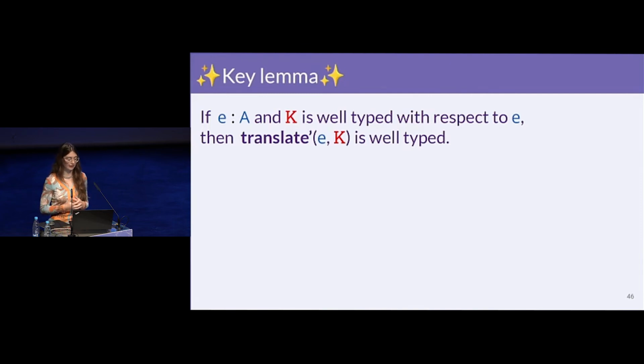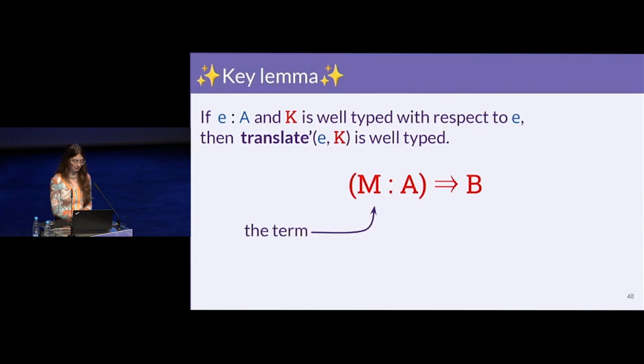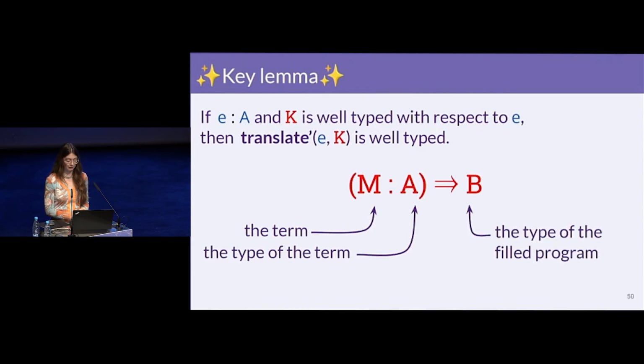So in order to prove type preservation, we need a lemma that says something like this, where E is well typed and K is well typed with respect to the translation of E, and then translating E with K should be well typed, right? So how do we encode more invariance? We just add more types. In particular, we encode target contexts as a dependent type consisting of 3 parts. The first is the term that's expected to go into the hole in the target context. The second is the type of the term that's expected. And the final one is the type of the entire full program.